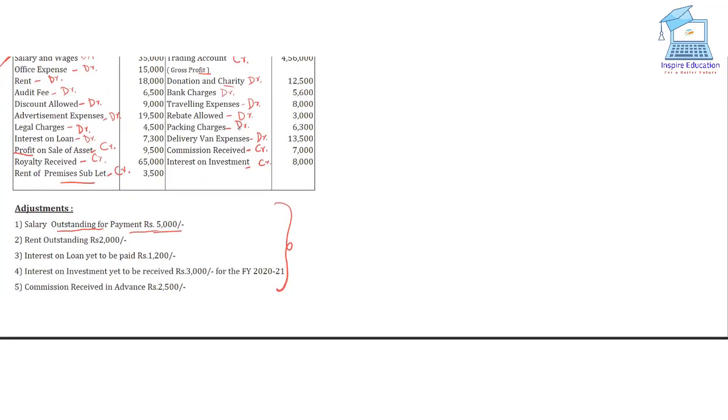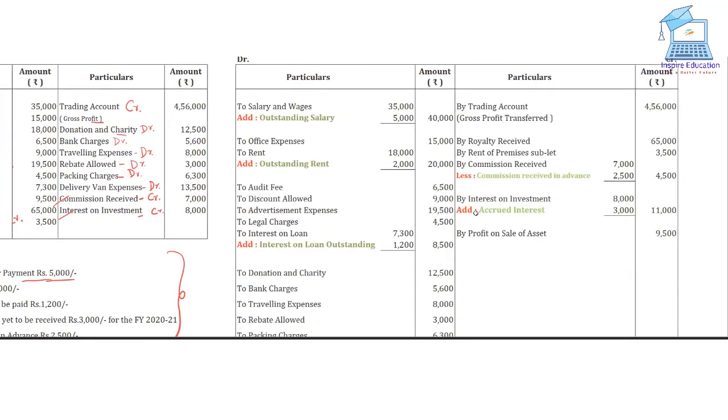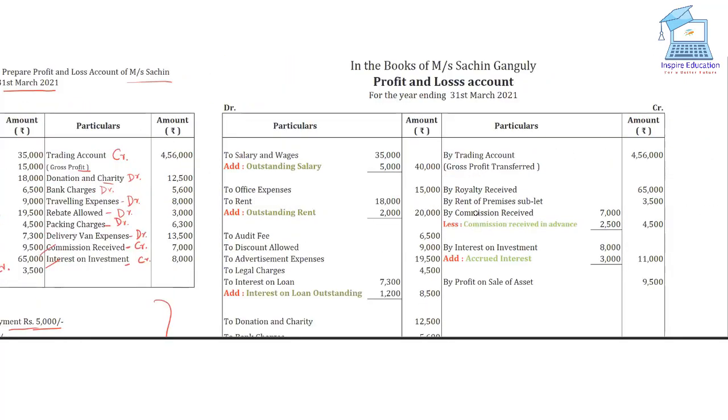account. Rent outstanding means there will be one more adjustment in respect of rent, and then interest on loan yet to be paid. Means interest on loan also there will be an adjustment. Interest on investment also there will be an adjustment. And lastly, commission received in advance, there will also be an adjustment. Means there are 5 items. These items are actually having adjustments. So let's see how to make this profit and loss account. We will prepare the profit and loss account this way.